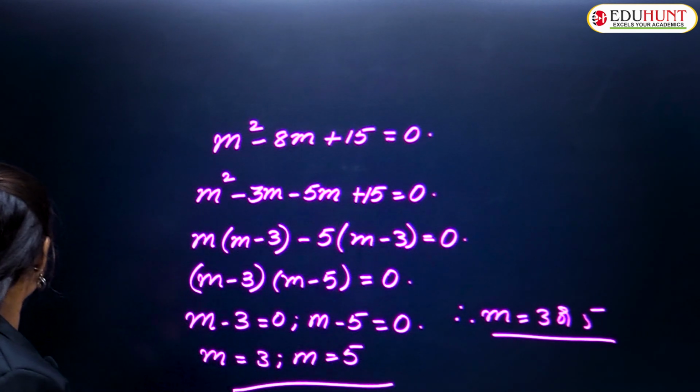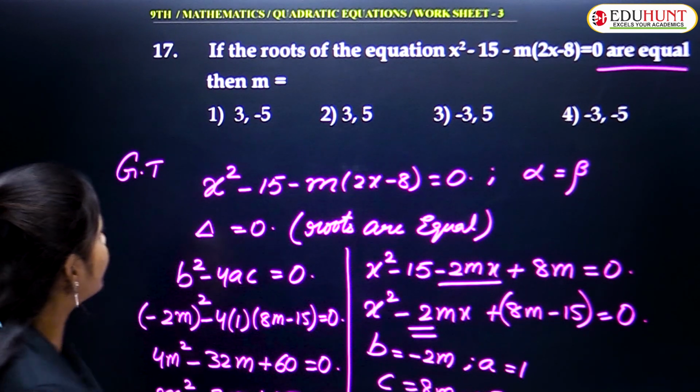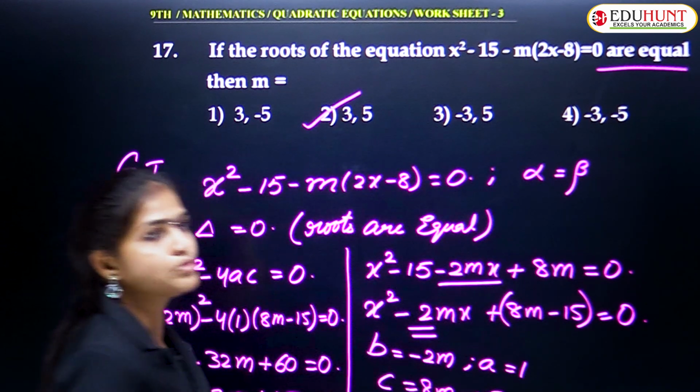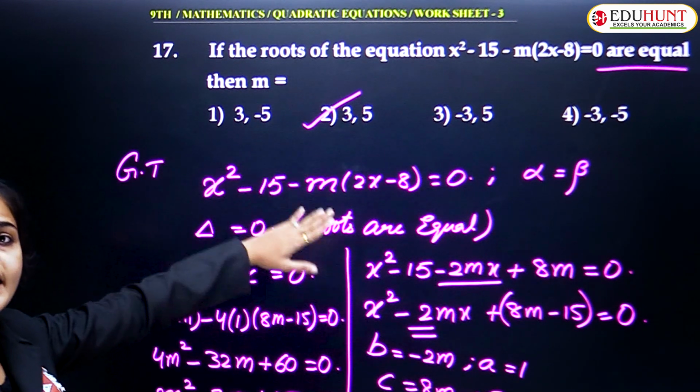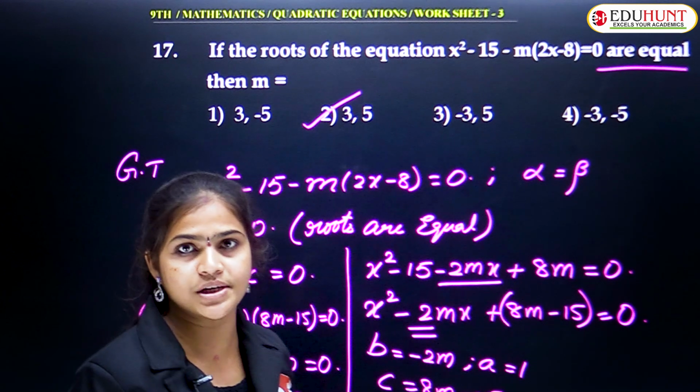Understand? So is that option there or not? See here, yes, 3 comma 5. Option 2 is correct. Those two are the values of m. So those two values also satisfy that given equation.